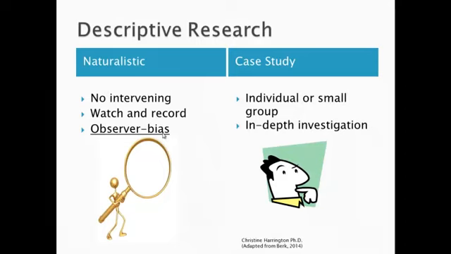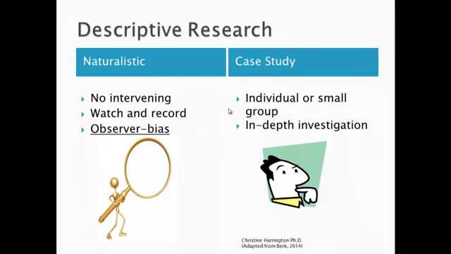Now, the last type of research we said we'd talk about is descriptive research. And this is really, if you look at the word descriptive, an opportunity to describe something. So we're not really making any judgments about cause and effect, and we're not even talking about relationships. But there may be a time where we want to just kind of watch and record what's going on. And that would be called a naturalistic study.